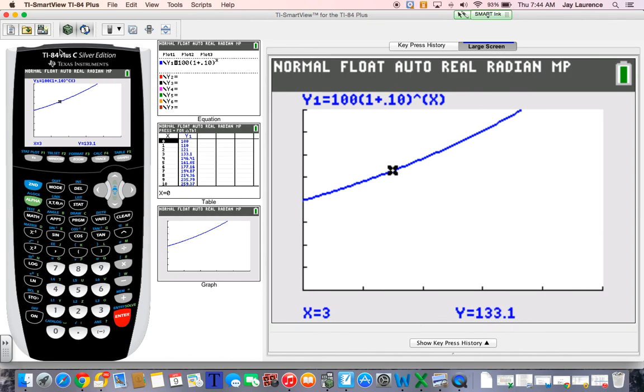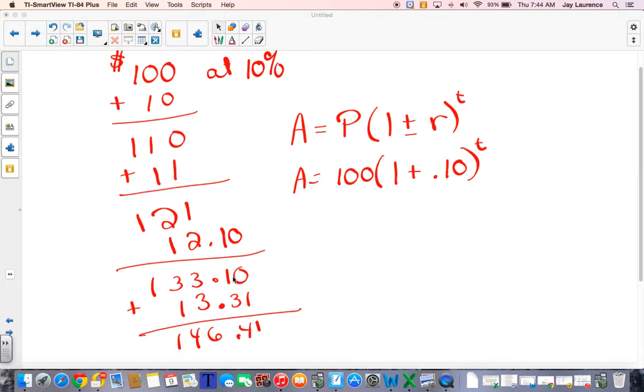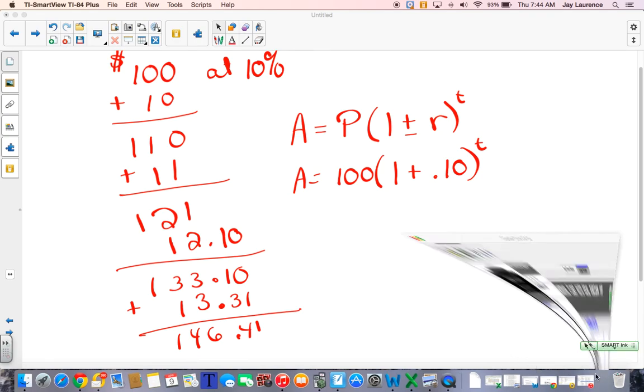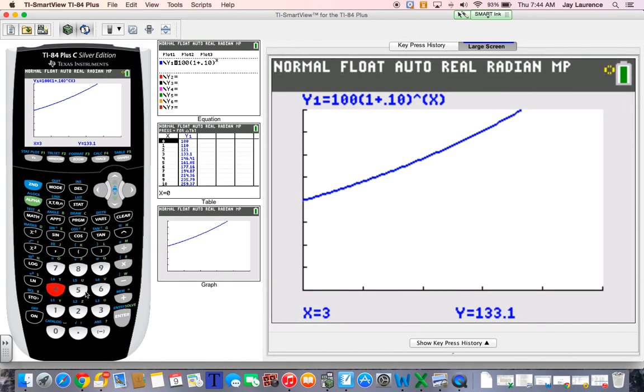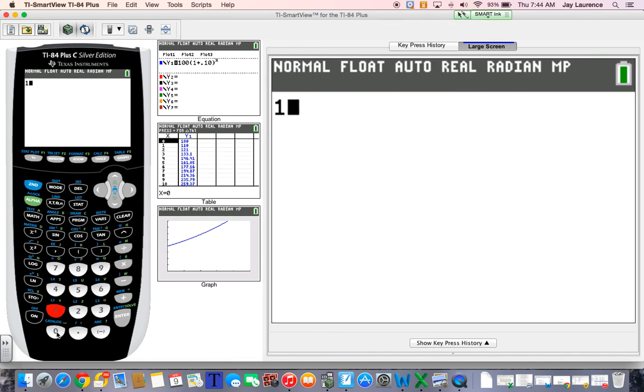Those are the same exact numbers that I came up with over here. See, there's $133.10 right there. The fourth year should be $146.41. So let's plug a 4 in there. Boom, $146.41. So you see, it's kind of silly to not do this using the formula. How would I do it? Well, I'm going to take $100, multiply it by the quantity of 1 plus 0.10, and then I'm going to raise it to the power of the number of years. So for example, if I wanted to figure out 12 years, I could do that.